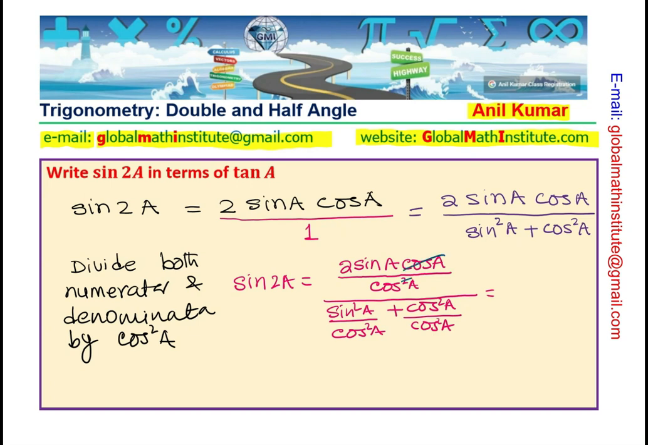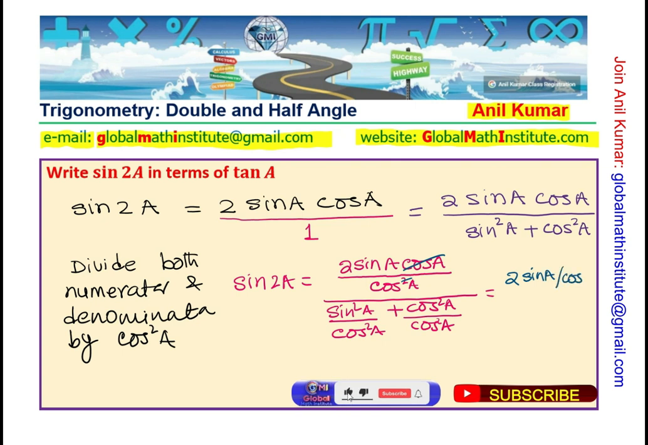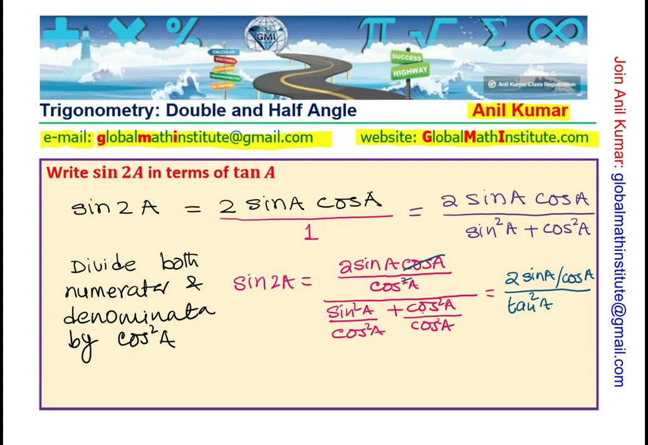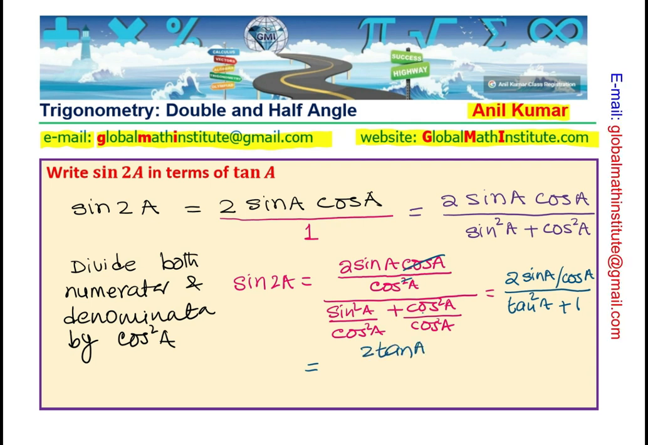You see this cos a cancels, and what we get here is 2 sine a over cos a, correct? And here what do we get? Sine over cos is tan square a. And cos square a divided by cos square is 1, and therefore we can rewrite this as 2 tan a over, you can write 1 plus tan square a or tan square a plus 1, right? So that is what we get as sine 2a.